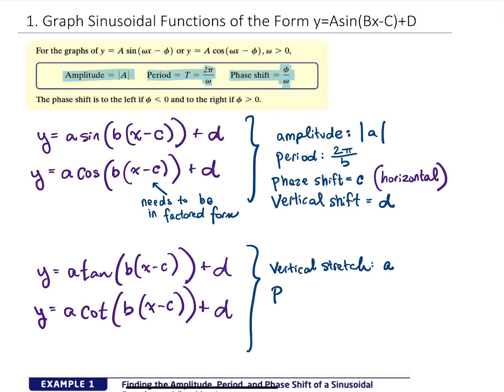For the period of the tangent and cotangent, we still follow this pattern of taking the base period and then dividing it by b, but the base period of the tangent and cotangent is just pi instead of 2 pi. So we take pi and divide it by b. And then the phase shift will be the c value, and then we can have a vertical stretch.